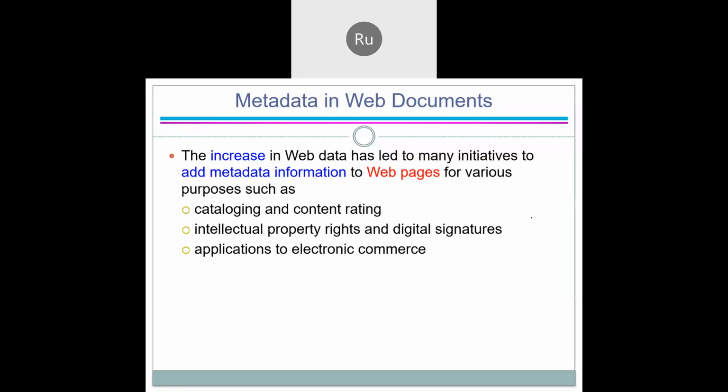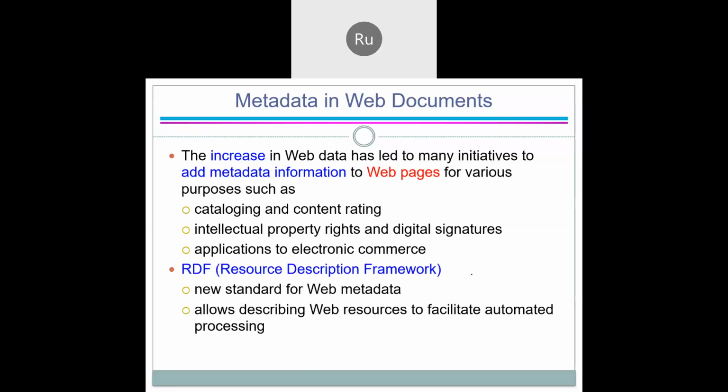So the initiative to add metadata information to web pages has become more required than in the past, because every day we have new pages and new resources, so we need to document them. One way to document them is to use RDF, the Resource Description Framework. They use a tuple document. So this is the new standard for web metadata.